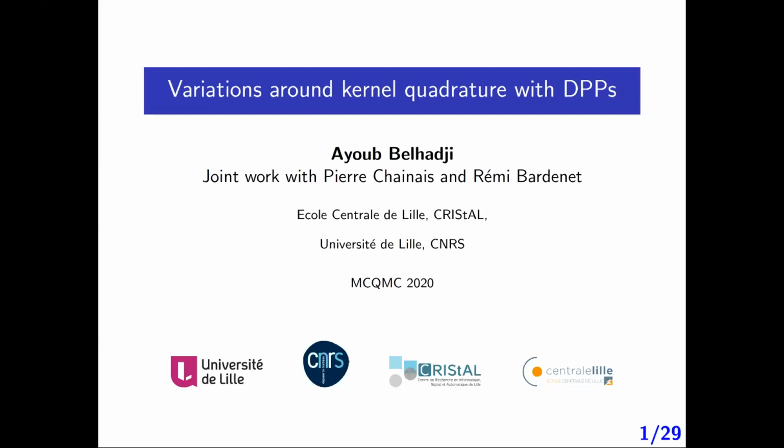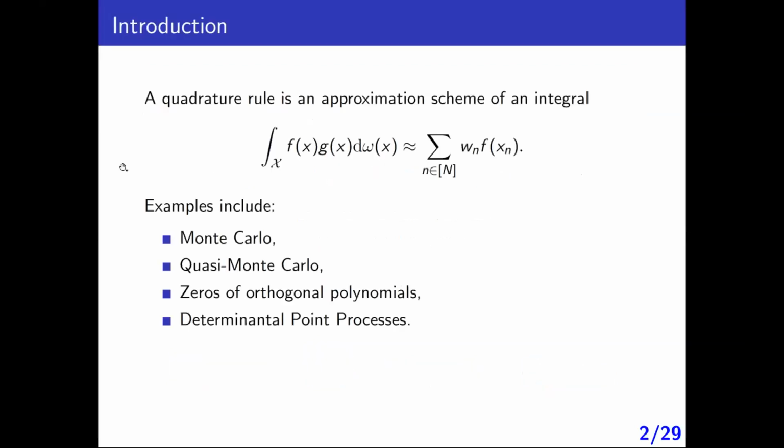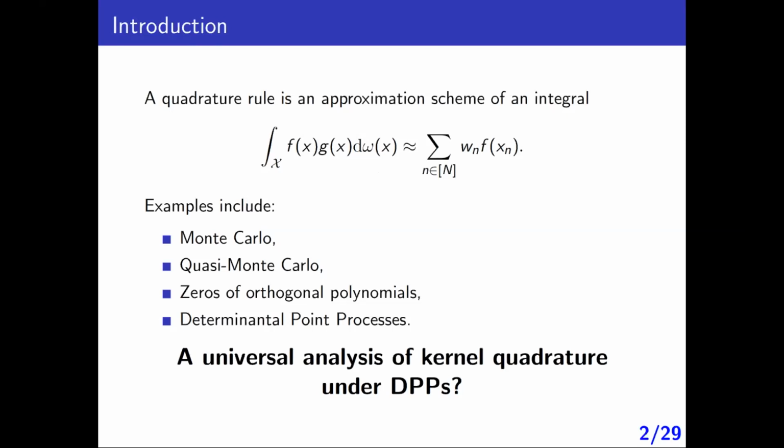And I will start from the motivation behind this work: approximating quadrature rules that have this form, the integral of f against some weight function g and some measure d omega. There are many frameworks. We have Monte Carlo methods, quasi-Monte Carlo, the zeros of orthogonal polynomials, and recently there was an interest in determinantal point processes. And the question we ask is, can we give a universal analysis of kernel quadrature under DPPs?